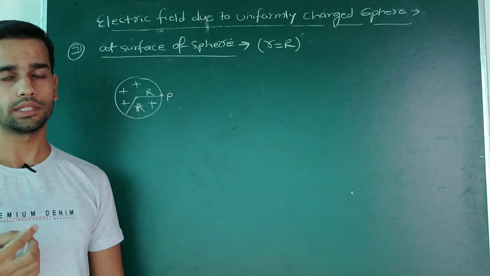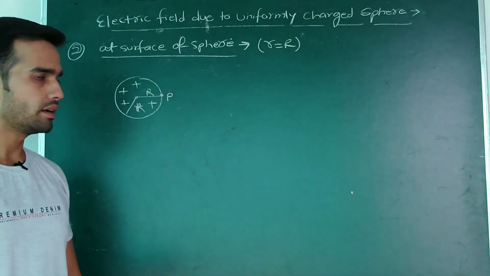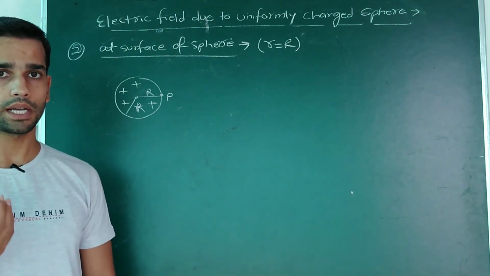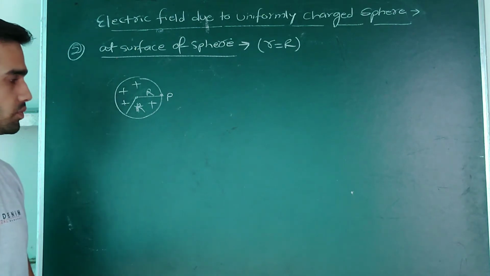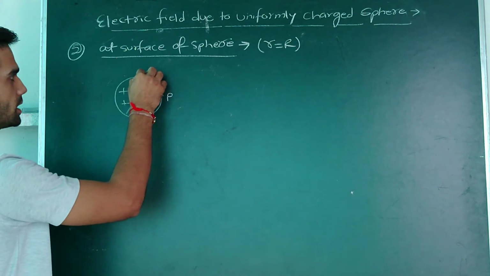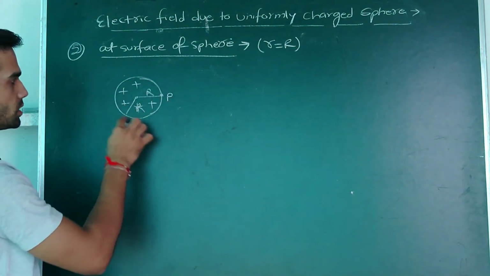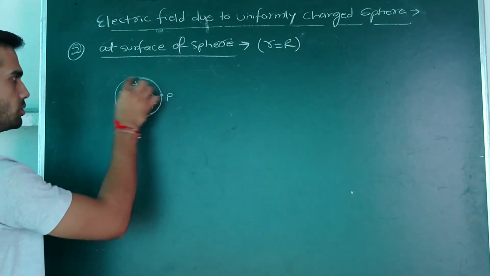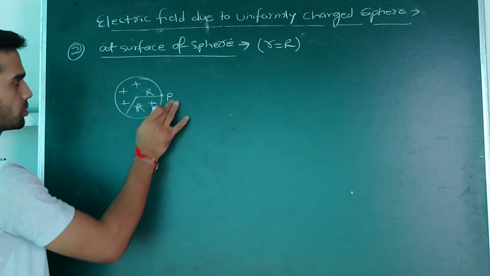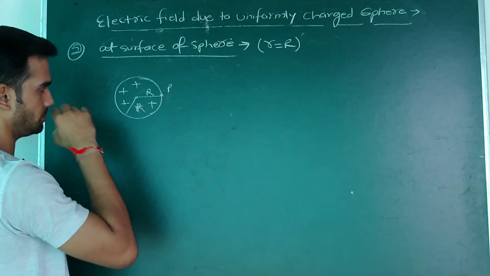First of all, we have to consider a Gaussian surface, and you know the rule of consideration of a Gaussian surface. The Gaussian surface should pass through the point at which we want to calculate the electric field. So in this case, the Gaussian surface should be passing through this point P. Okay, so the surface of the sphere and the Gaussian surface are both the same in this case. Now the procedure will be the same at point P.